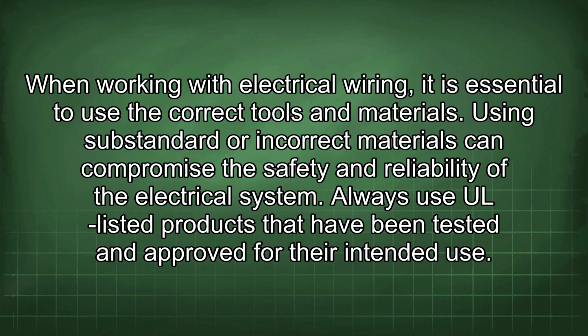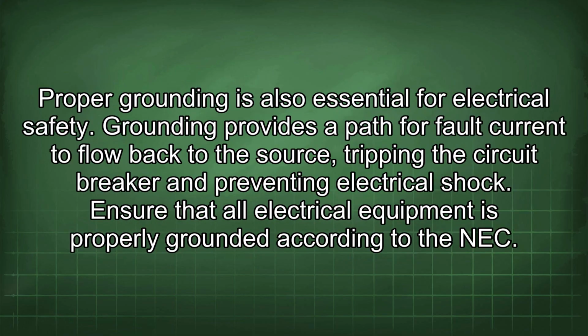Using substandard or incorrect materials can compromise the safety and reliability of the electrical system. Always use UL-listed products that have been tested and approved for their intended use. Proper grounding is also essential for electrical safety. Grounding provides a path for fault current to flow back to the source, tripping the circuit breaker and preventing electrical shock. Ensure that all electrical equipment is properly grounded according to the NEC.